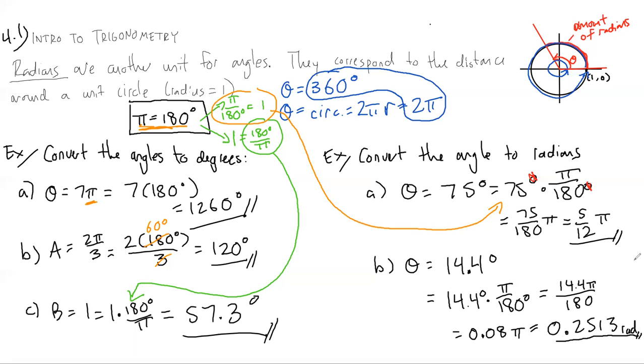So we just want a little bit of a handle on going back and forth of these because a lot of the answers from here on out, I'm going to expect them to be given in radians. So you'll have to be able to go back and forth.